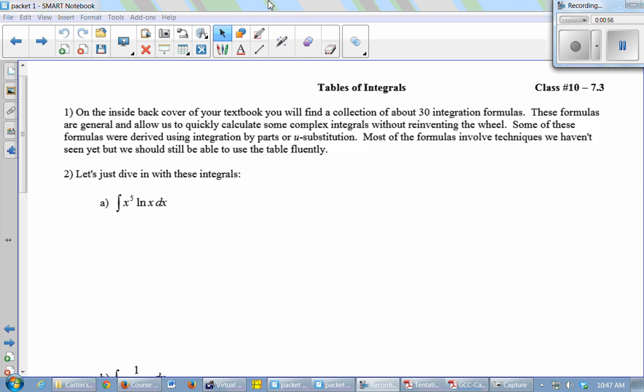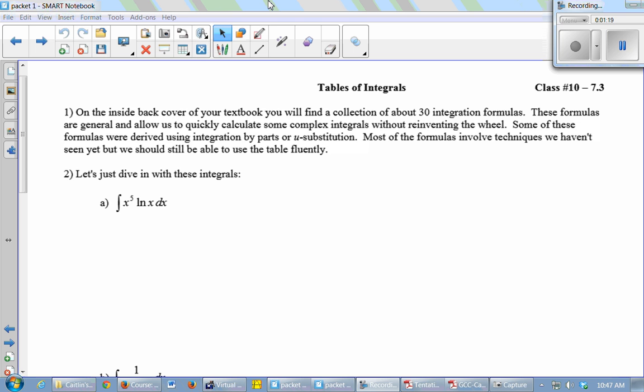Okay, so these formulas are general. They allow us to quickly calculate some complex integrals without reinventing the wheel. Some of these formulas were derived using integration by parts or u substitution, which means that when you're applying one of those formulas, you could also solve it by integration by parts or u substitution.